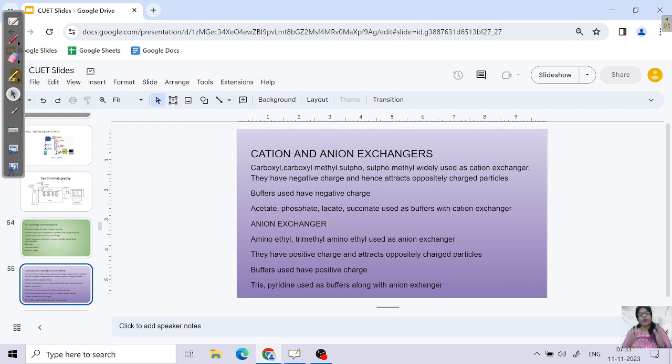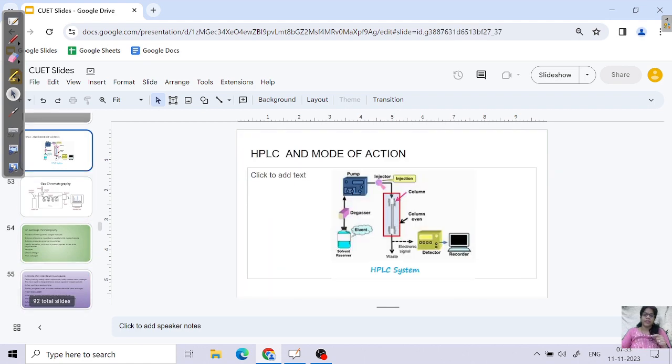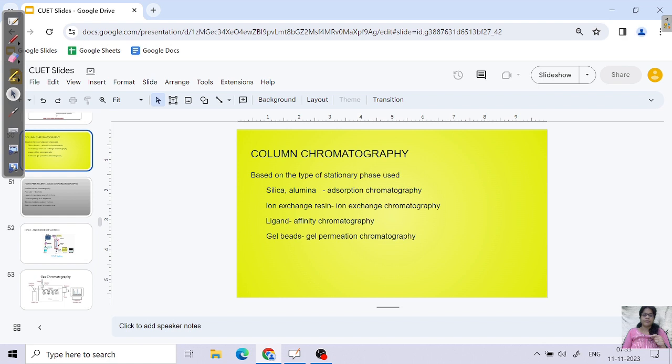These are one type of column chromatography. What are the other types of column chromatography? The other types of column chromatography are affinity chromatography and gel permeation. So let's talk about affinity chromatography. What is affinity chromatography?